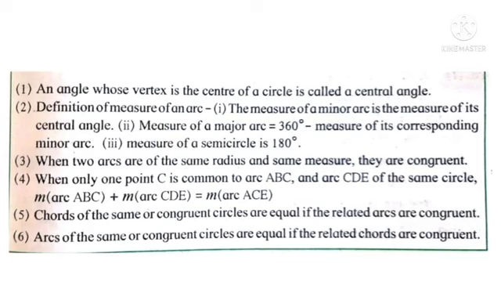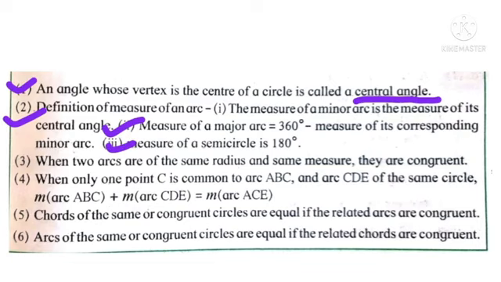What are the things here given? First is, what is the central angle? I had told you, an angle whose vertex is at the center is called a central angle. Then measure of minor arc is equal to corresponding central angle. Measure of major arc is 360 minus measure of corresponding minor arc. Measure of semicircle is 180 degree.